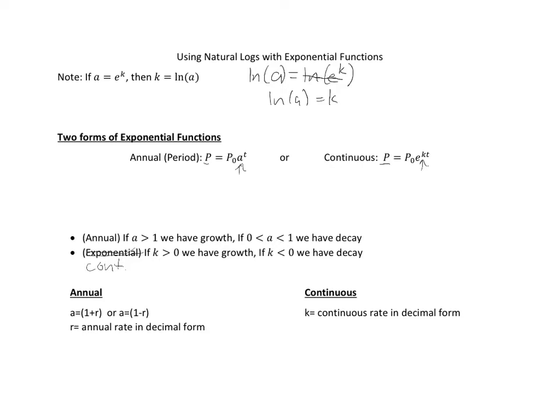The nice thing about a continuous function is it's very obvious what the growth or rate of decay is. For an annual, we had previously discussed that, remember, we need to uncover whatever R is. R represents our growth or decay rate. But for a continuous function, whatever K is, is the actual rate of growth.